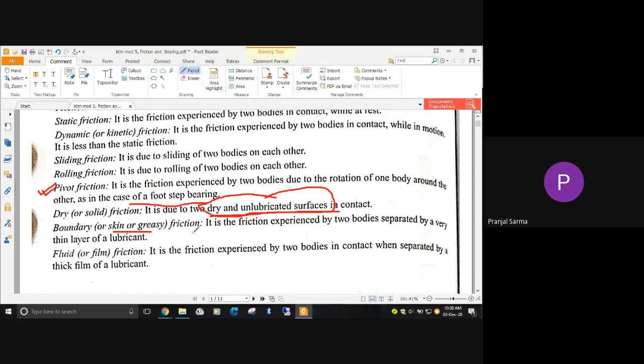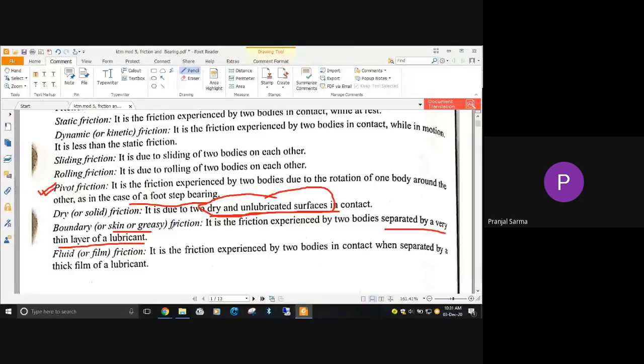Now, skin friction or boundary friction is the friction experienced by two bodies which are separated by a very thin layer of lubricant. We already know that whenever we talk about mechanical elements whose surfaces are in contact and have relative motion, force of friction is there, and we know the different harmful effects of friction, such as high friction. Because of the rubbing of the two surfaces, wear and tear, pitting, etc., may occur.